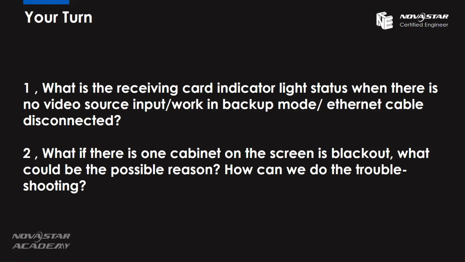What is the receiving card indicator light status in these three situations? If there's no signal source input, it'll be a triple blink, then a pause, and then a triple blink. If it's working in backup mode, it'll be a quadruple blink, then a pause, and a quadruple blink. And if the Ethernet cable is unconnected, it'll be a slow blink, one blink every 5 seconds. Well done. Very good. You are totally correct.